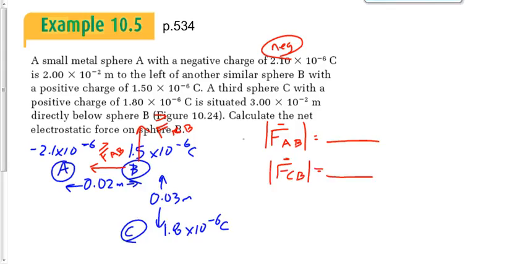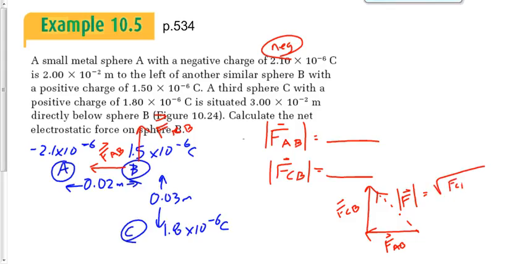And then we got to add these vectors together. We say FAB, whatever its value is, plus FCB, whatever its value is, equals the net force. And we know how to find that. We do the Pythagorean theorem, right? And theta is equal to the inverse tan function. We've done this a million times between last year and this year.